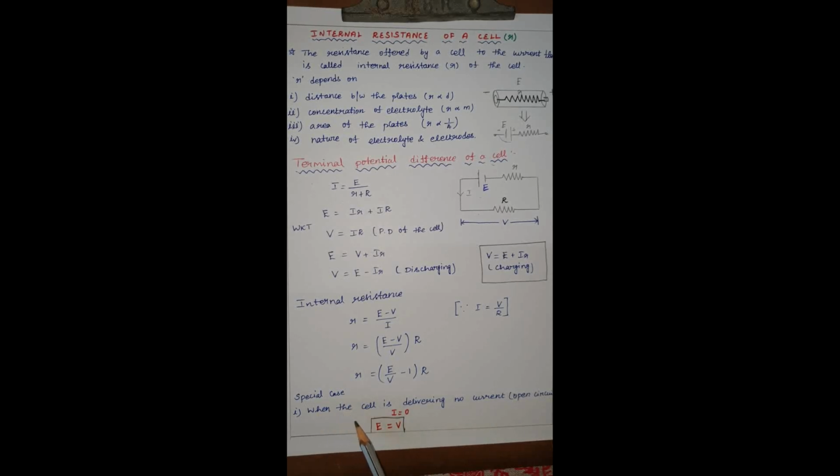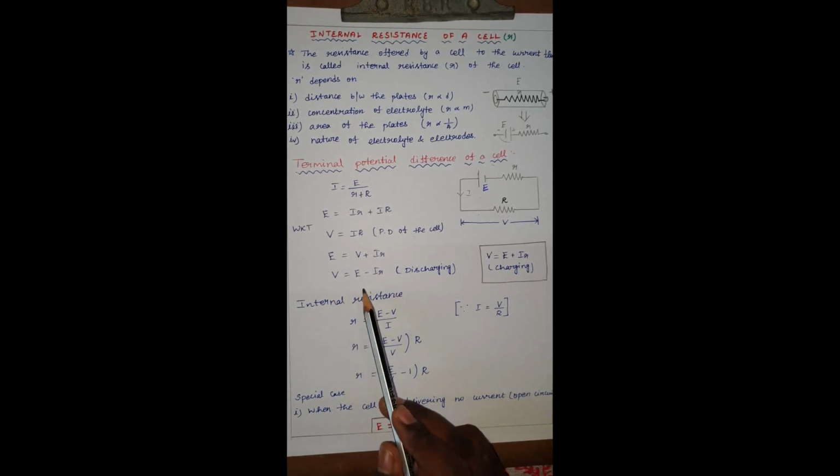Special case: when the cell is delivering no current, that is, the circuit is not connected to anything, it is an open circuit. Then I is equal to 0, so we get E is equal to V, or V is equal to E, when there is no current, because no current means there is no internal drop across the internal resistance. This concept is very important, because it plays a very important role in the case of combination of cells. So study well. Thank you.